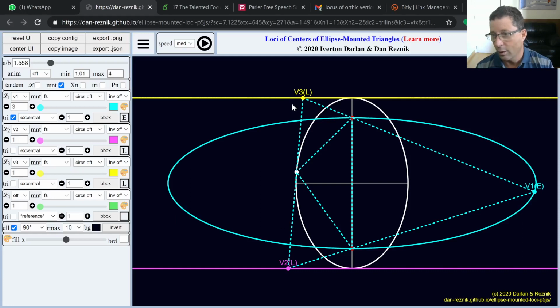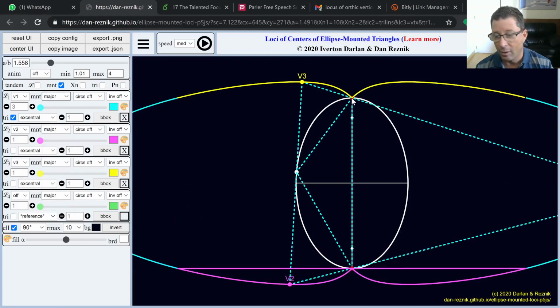And we get one that is an ellipse and two that are lines tangent to the original ellipse. What happens if I switch from focus-mounted triangles to major-mounted triangles? So I'm going to mount them on the up and top, so left and right, because this thing is turned around 90 degrees. I'm going to mount them on two major vertices. So now my family is slightly different.